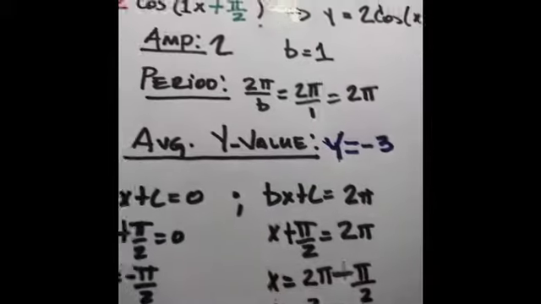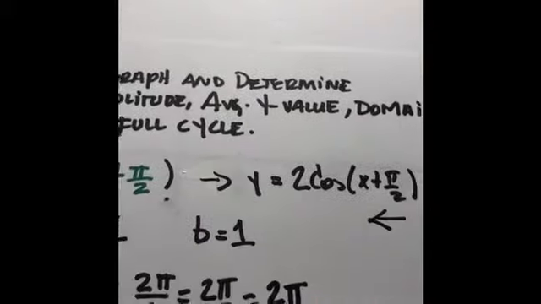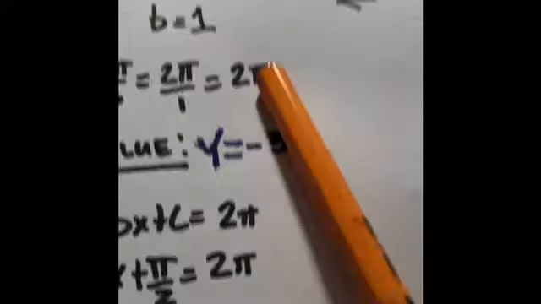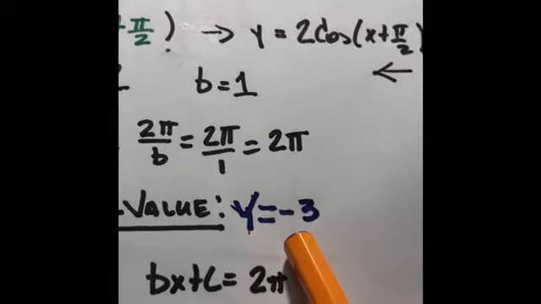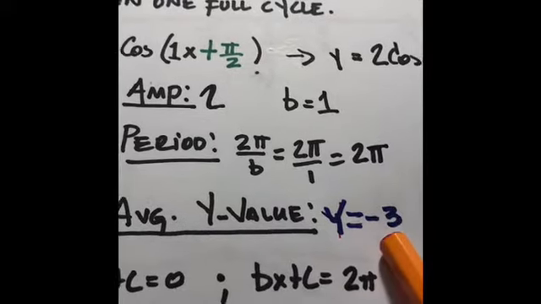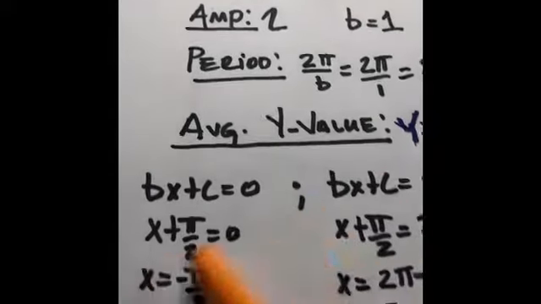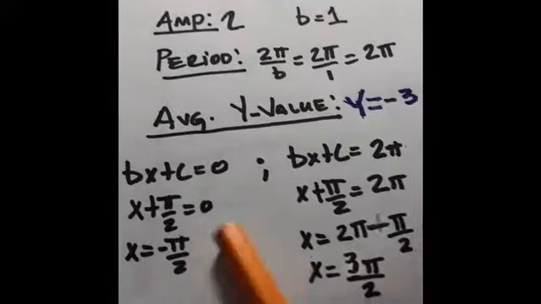So my period is 2 pi right over here. I have my period is 2 pi. And I will explain when we get the average value of y is equal to -3 in a little while. Okay, let's go over to the endpoints.